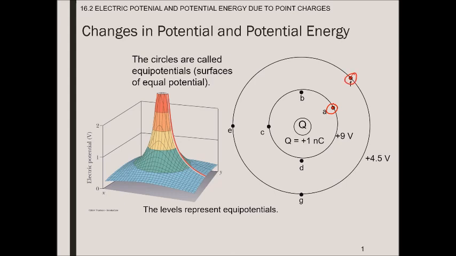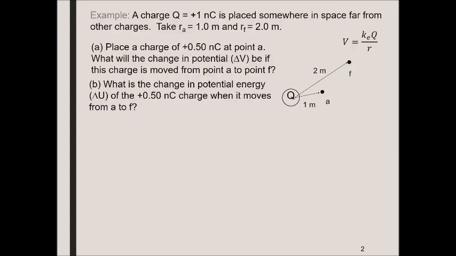Happens to be in this diagram points A and F. But you can see that if we represent this as more of a topographical map, as an elevation, our positive test charge will tend to want to roll downhill to an area where it is at a lower potential and at a lower potential energy. So here's our problem statement.